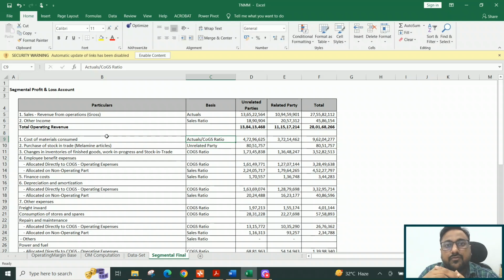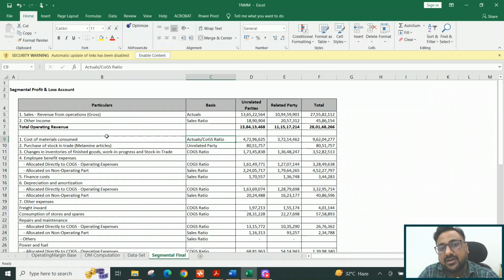First thing you need to do is ask for segmental profit and loss details from your client itself. You don't have to presume things. There could be a basis of this allocation, but you need to stress upon the client and ask him to give you the segmental profit and loss from his end only, rather than you computing the segmental profit and loss from your end.